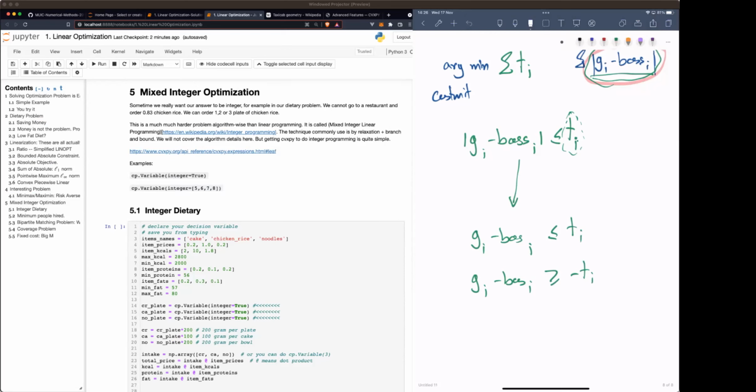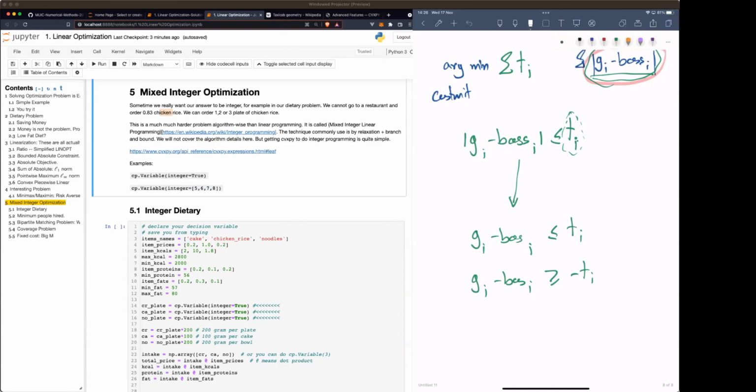So for example, if you think about our food problem, you figure out that you're going to need, let's say, 80 grams of chicken rice. But chicken rice you can only sell a plate or 2 plates or 3 plates. And each plate can have, I don't know, 100 grams. Then you cannot go to Pa, can I have like 0.83 plate of chicken rice? Pa is going to tell you, no, you cannot do it. You only have 1, 2, or 3.